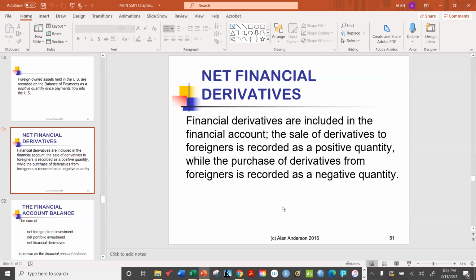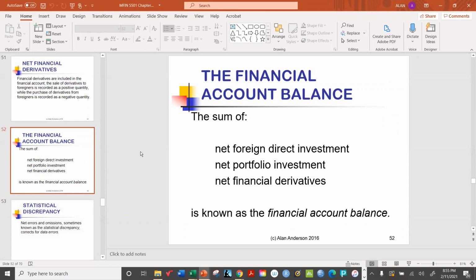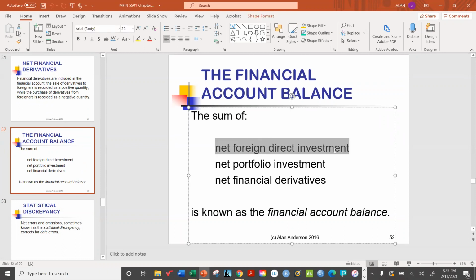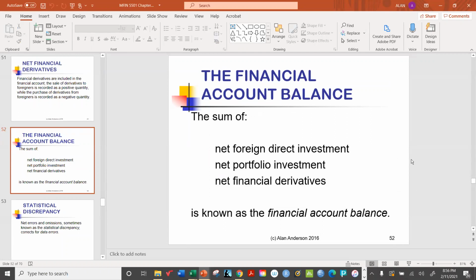All right. Then we have net financial derivatives. And of course, financial derivatives are bought and sold by Americans. And so finally, the financial account balance includes all three of these. We add together our net. And of course, in these cases, the word net means domestic minus foreign. Net portfolio investment, net financial derivatives, all that is lumped together into this category called the financial account balance.